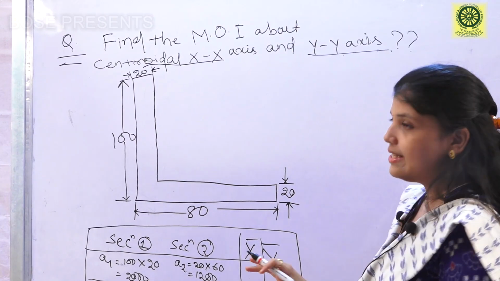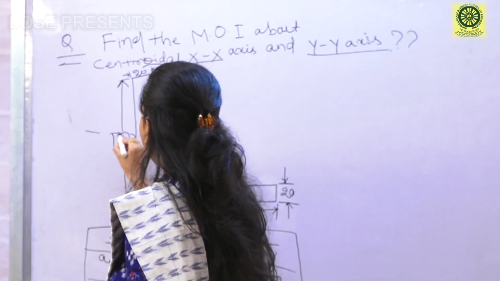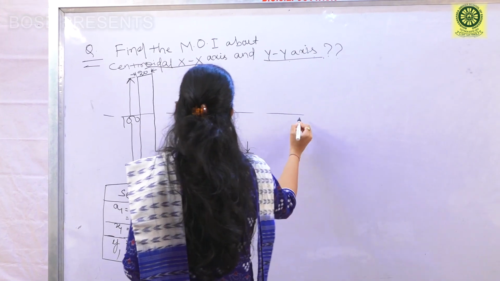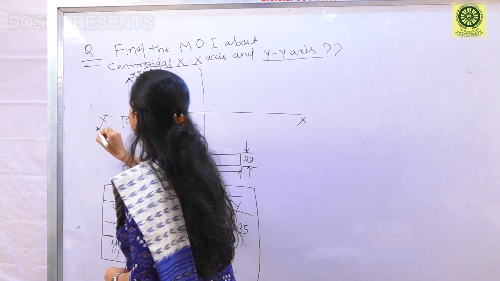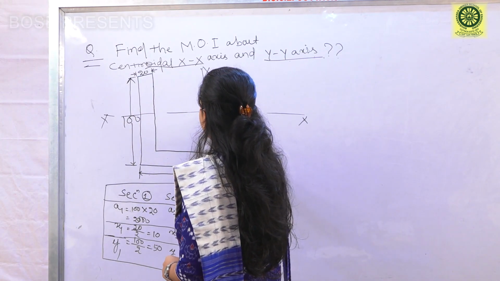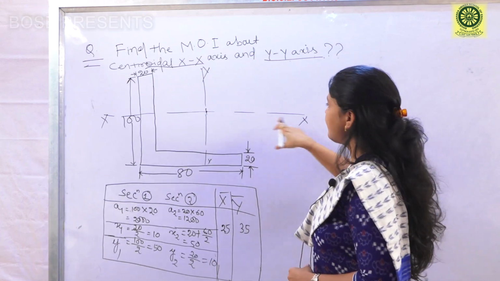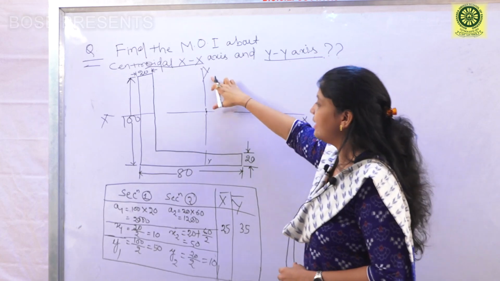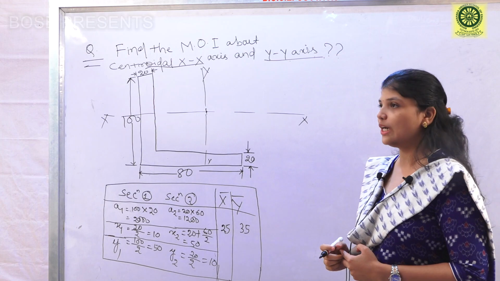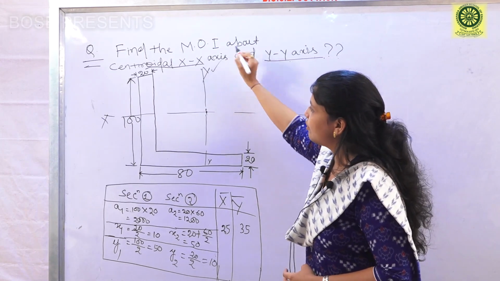That means first we have to calculate the centroid. Suppose I am drawing one x-axis and y-axis here. I am naming this as the x-axis and this as y. Suppose the centroid is lying at this point. So this x-axis is our centroidal x-axis and this y-axis is our centroidal y-axis. We have to calculate our moment of inertia about this x-axis and about this y-axis.